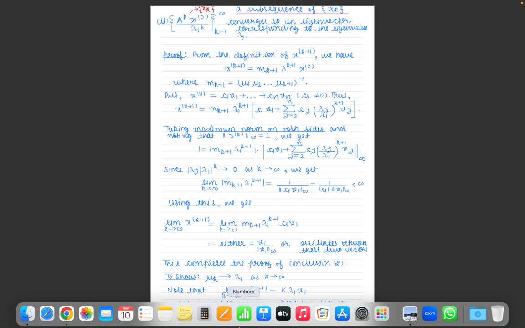Yeah. So this proves, in that sense, the conclusion. This completes the proof of conclusion 2. So this is done. Now we have to prove the sequence part. And the sequence part we have already proved, but let us just repeat those arguments. Now let us show that mu_k converges to lambda 1 as k goes to infinity.